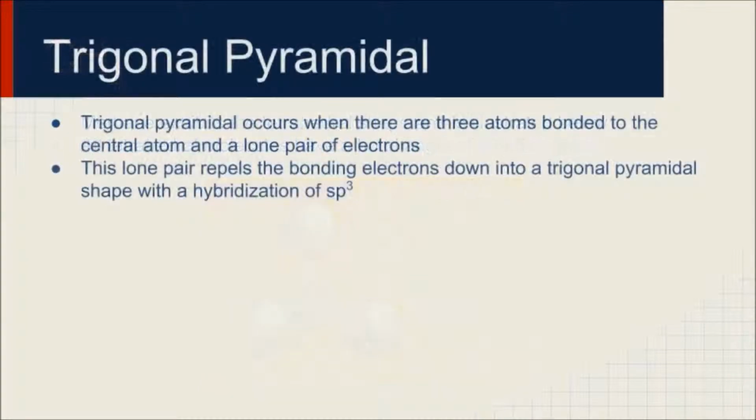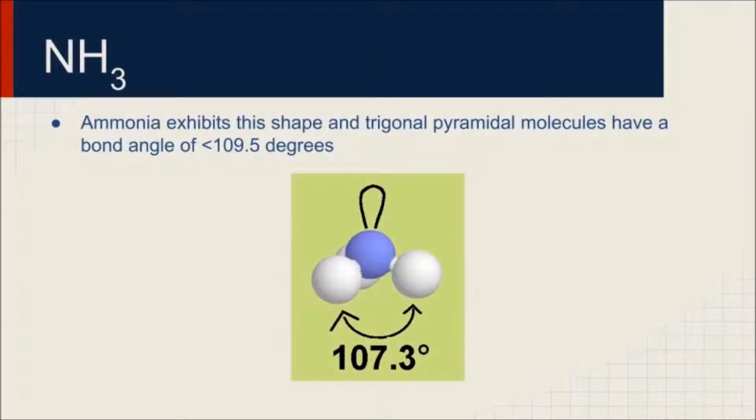Our next shape is trigonal pyramidal. Trigonal pyramidal occurs when there are 3 atoms bonded to the central atom with a lone pair of electrons. This lone pair pushes the bonding electrons down into a trigonal pyramidal shape with a hybridization of sp3. This shape is exhibited in ammonia, and all trigonal pyramidal molecules have a bond angle of less than 109.5 degrees.